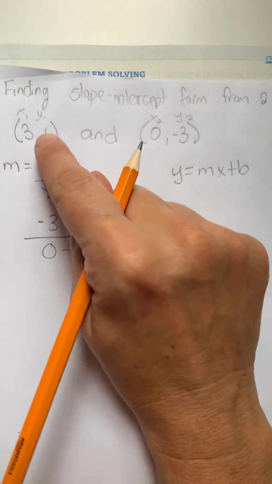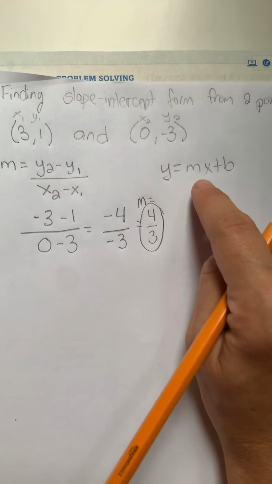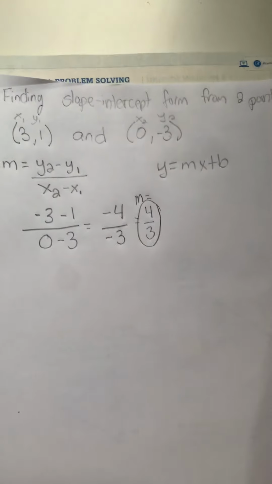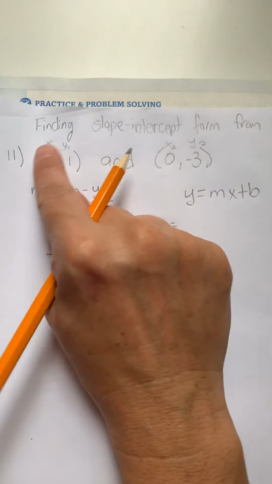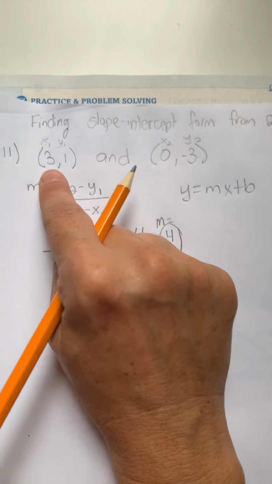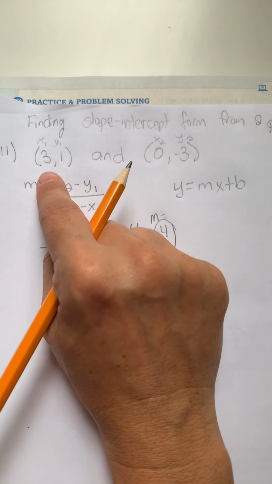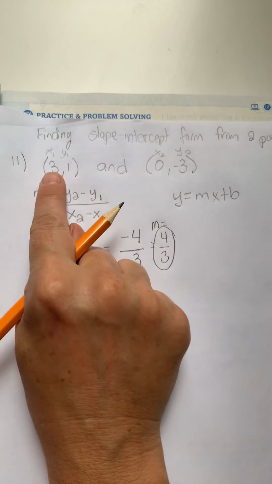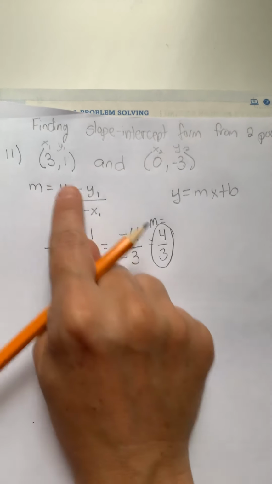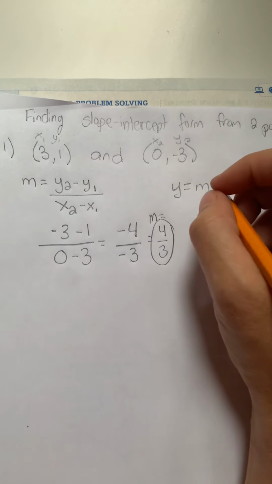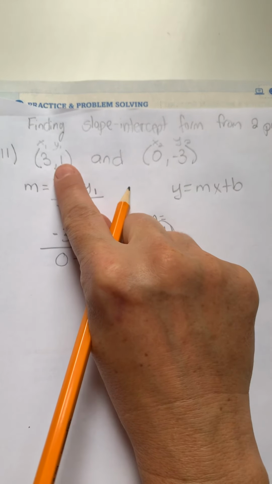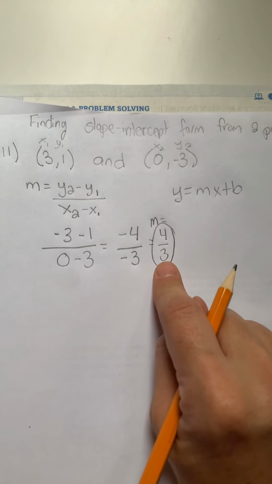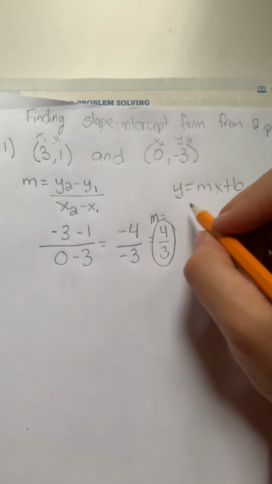Now you can take either of these coordinates and plug it in as x and y, but you can't take x from here and y from here. You have to take x and y from the same coordinate. I'm going to use these just because they're positive numbers. And hopefully I'll be able to multiply this by 4/3 and cancel out that 3. So that's nice. So this is going to be y, and this is going to be x in my equation, and then I'm going to plug this in for m.